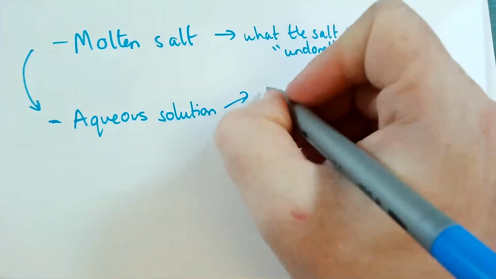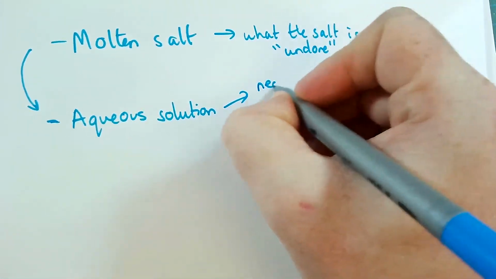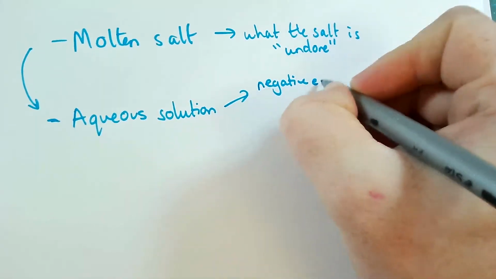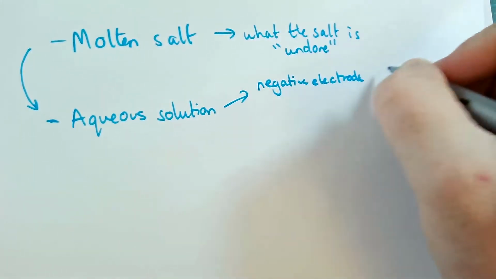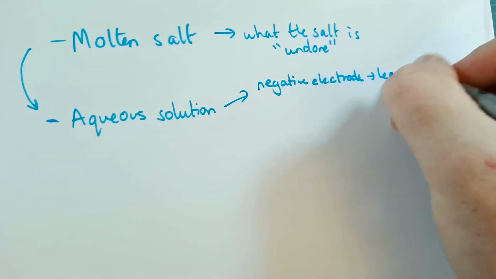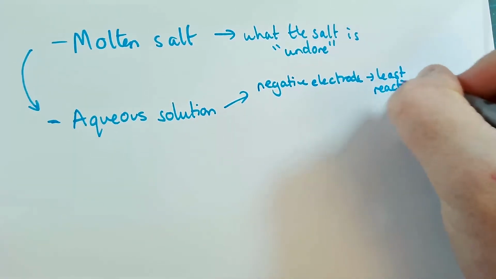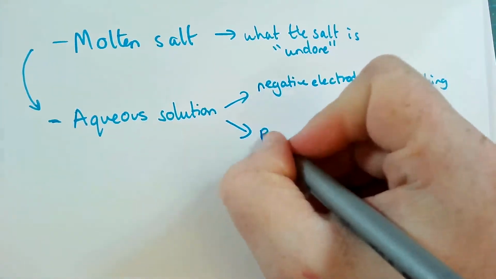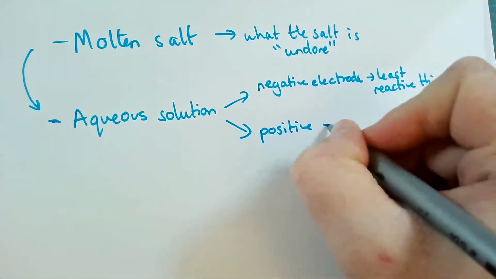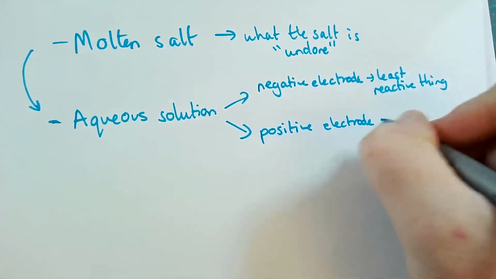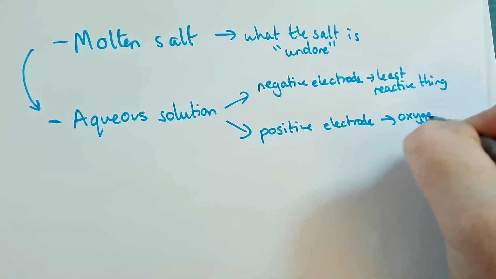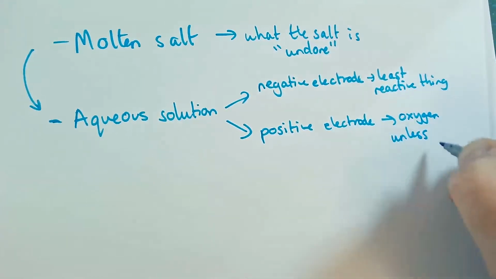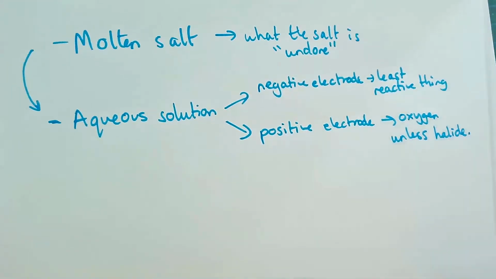At the negative electrode, you get the least reactive thing, which is pretty much always going to be hydrogen unless it's copper. Copper will be made there. And at the positive electrode, the easiest way to say it is you'll just get oxygen unless halide.